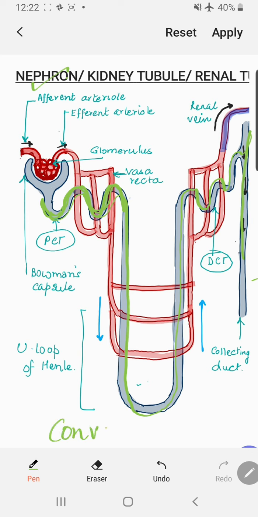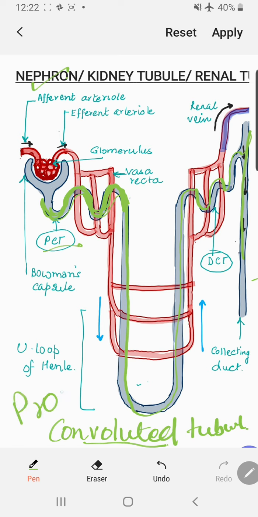Please see the spelling: convoluted or convolution. Convoluted tubule. Coiled tubule is known as convoluted tubule. So here we are referring to the first convolution or first coiling as PCT. PCT stands for proximal convoluted tubule. I hope now the spelling is clear to you. Proximal is Proximal.